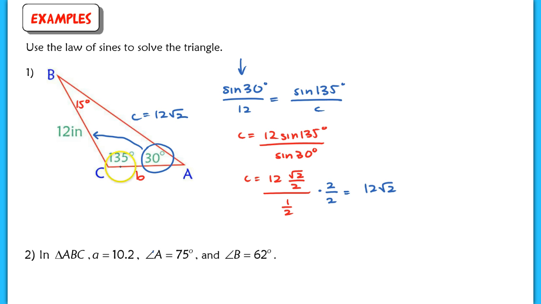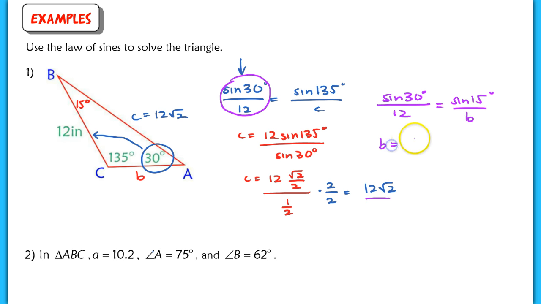All right, now to solve for little b, I can set up another ratio. I can use the sine of 30 again over 12, so I'll use this ratio since that's the known ratio here. I could use this one now since I have a complete ratio with sine of 135 over 12 root 2, but I'm just going to use the 12 here instead just because I don't want to deal with the radical. So I have the sine of 30 over 12 equaling the sine of 15 degrees over little b. And if I solve for little b here, I end up with 12 times the sine of 15 degrees over the sine of 30 degrees.